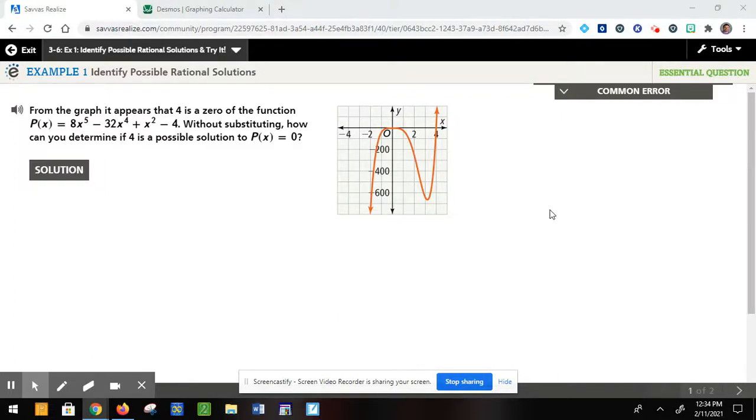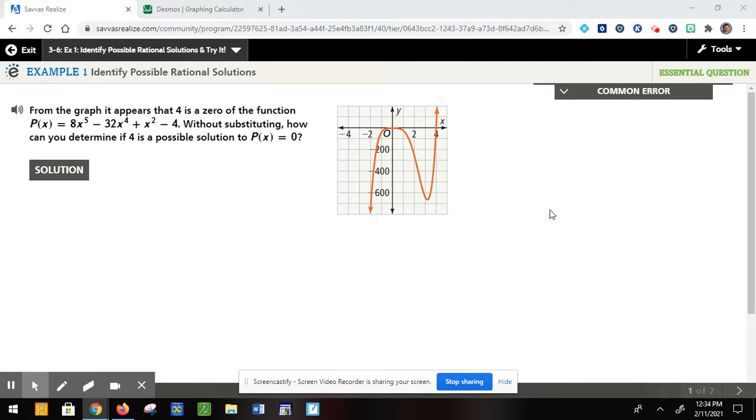Welcome to lesson 6 in chapter 3. We are going to be identifying possible rational solutions in functions. So really just an extension of what we did last lesson. I mean, we were finding zeros, now we're finding solutions. It's kind of the same thing, but just some different methods to get that done.